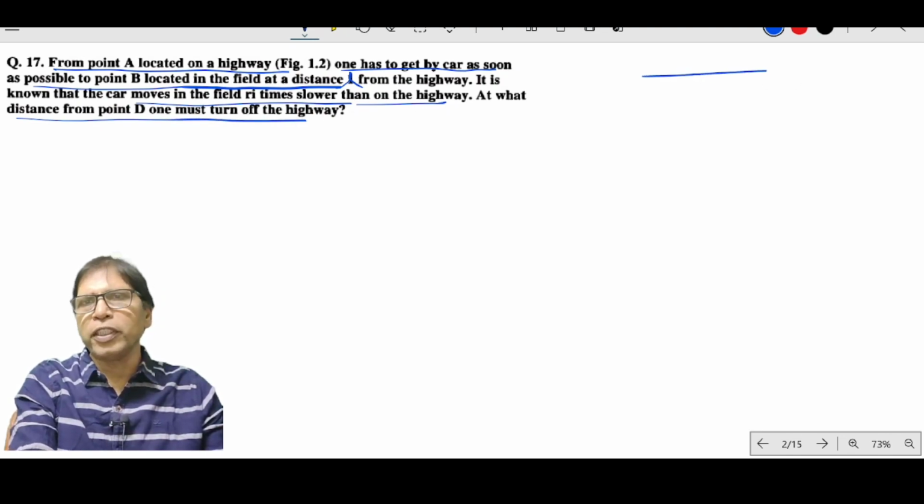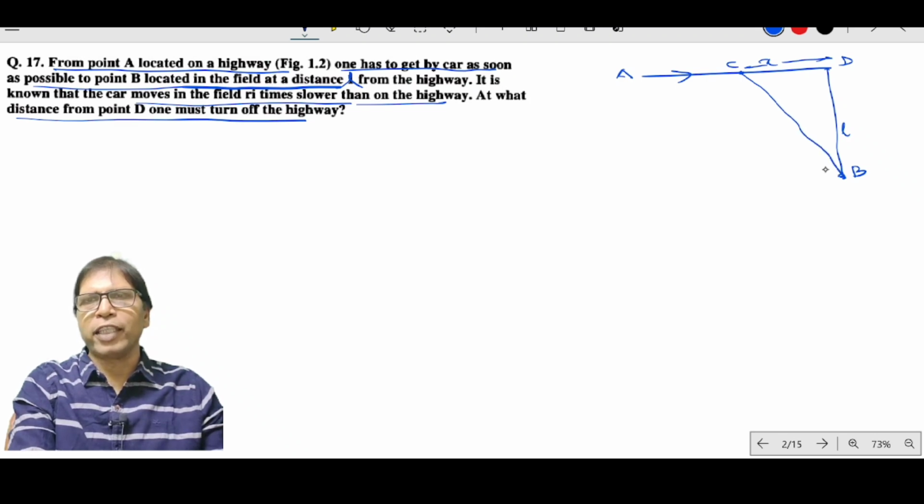Look at this. Suppose this is the highway. This point is the point A and this is the point D. Now B is a point at a distance L from the highway. This distance is L. Now we have to calculate the distance from D. Suppose this distance is X, where the car turns off. That is the path of the car from A to C and then C to B, to reach B in the least time.